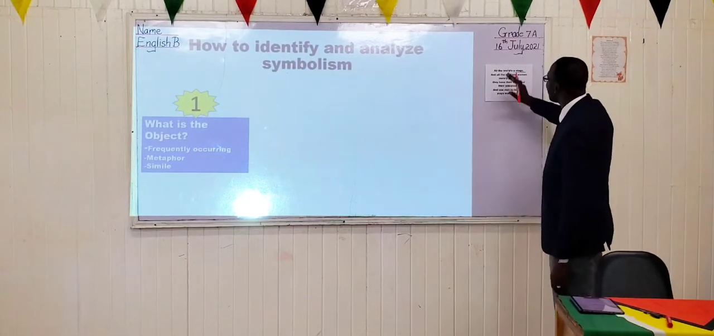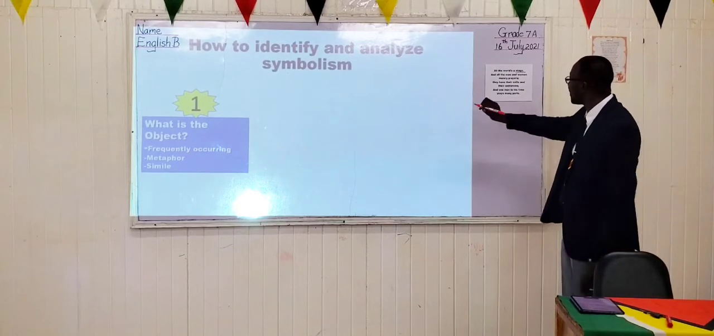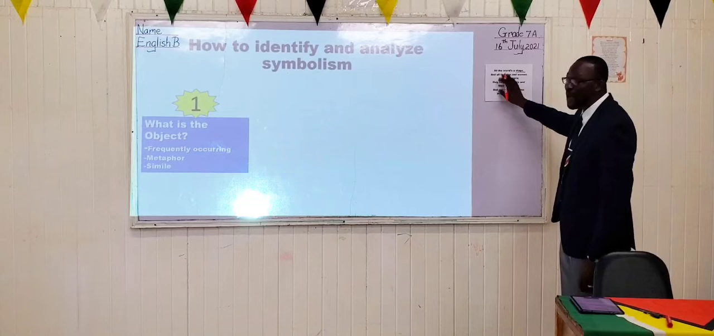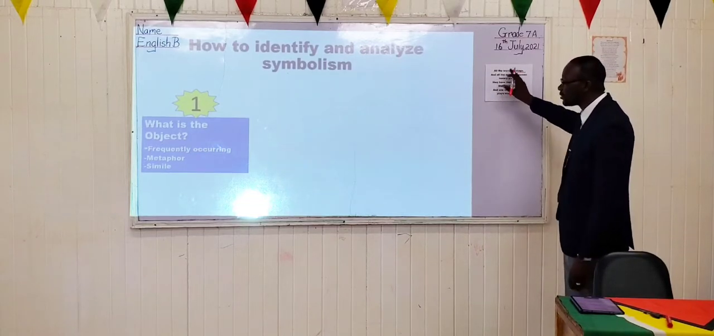So looking at this poem by William Shakespeare, All the World's a Stage, we see first of all that the object is introduced as a metaphor, because it says all the world's a stage, comparing the world to a stage.